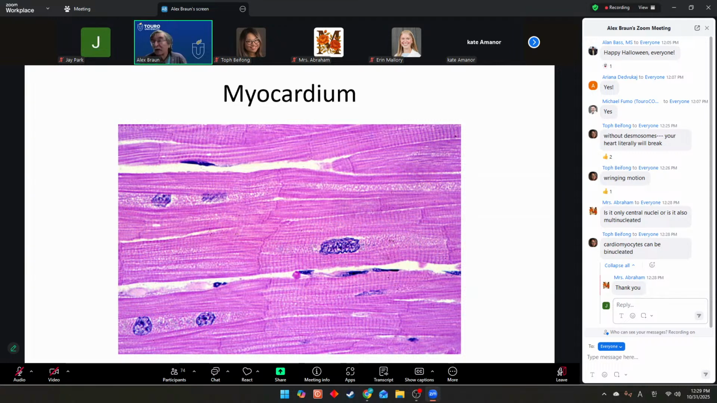Some cardiac muscle cells, by the way, are binucleated. It is not unusual to see binucleated muscle cells, so don't worry about it. If you see binucleated cardiac muscle cells, that's normal. That's okay.